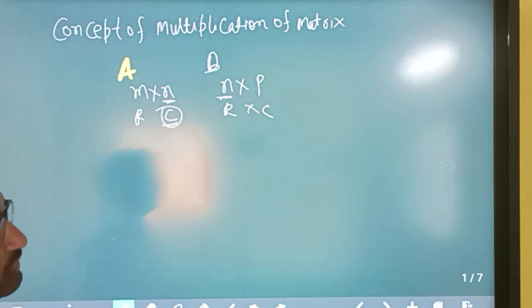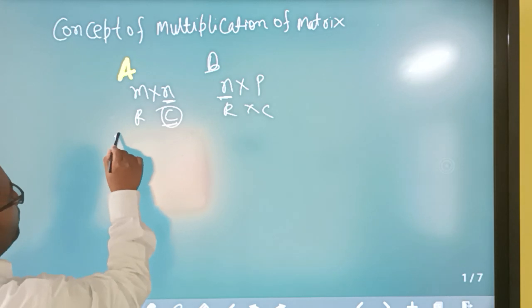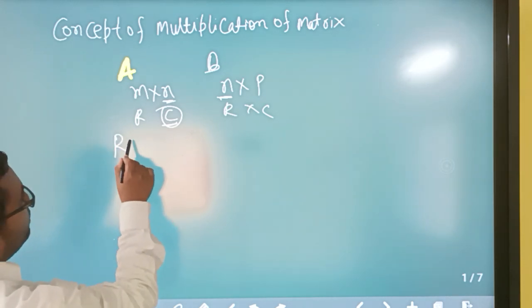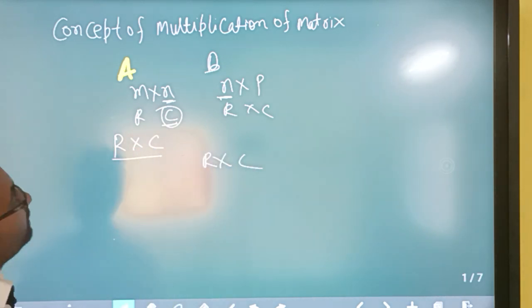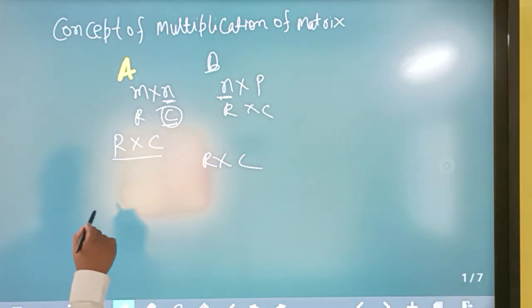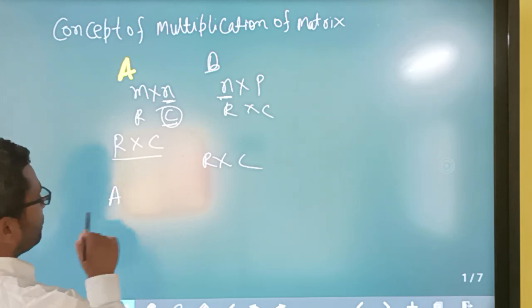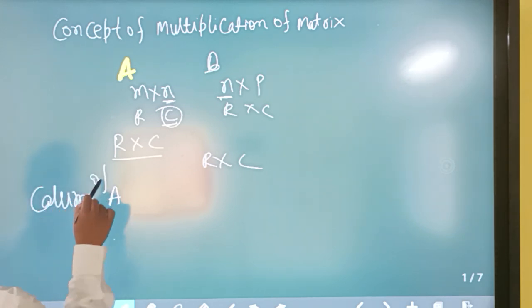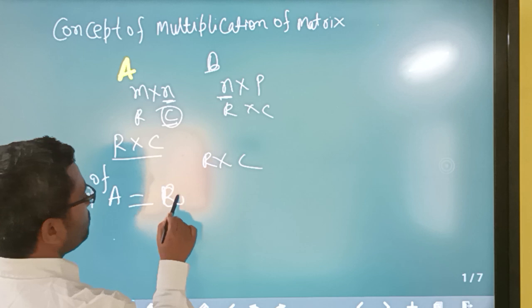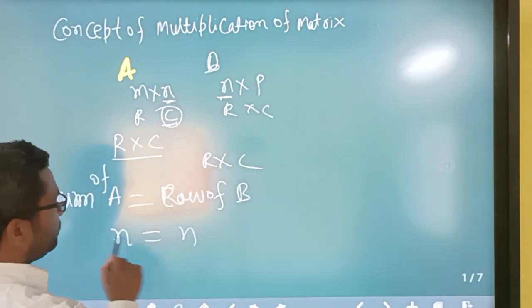If we have to multiply any matrices, we take the row first and the column second. So we need to find the product of the matrices. First we consider: if the column of A is equal to the row of B, meaning N is equal to N.